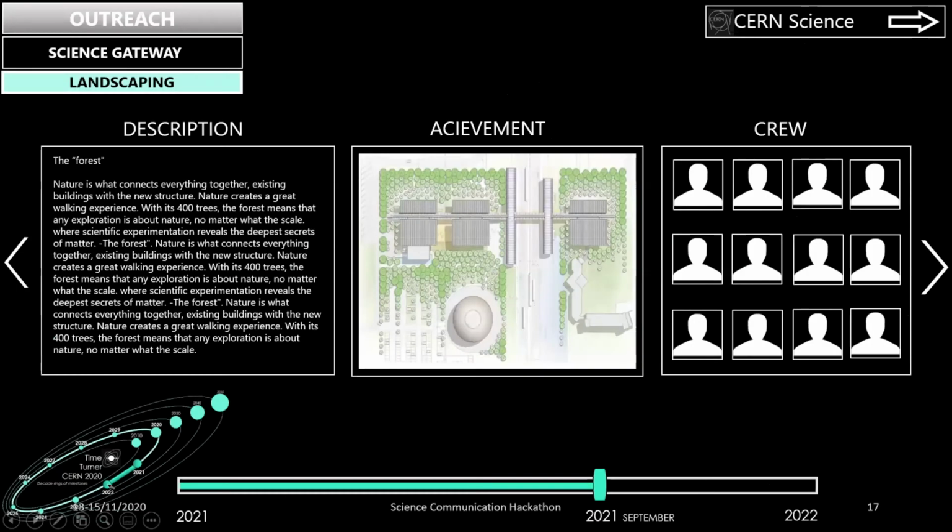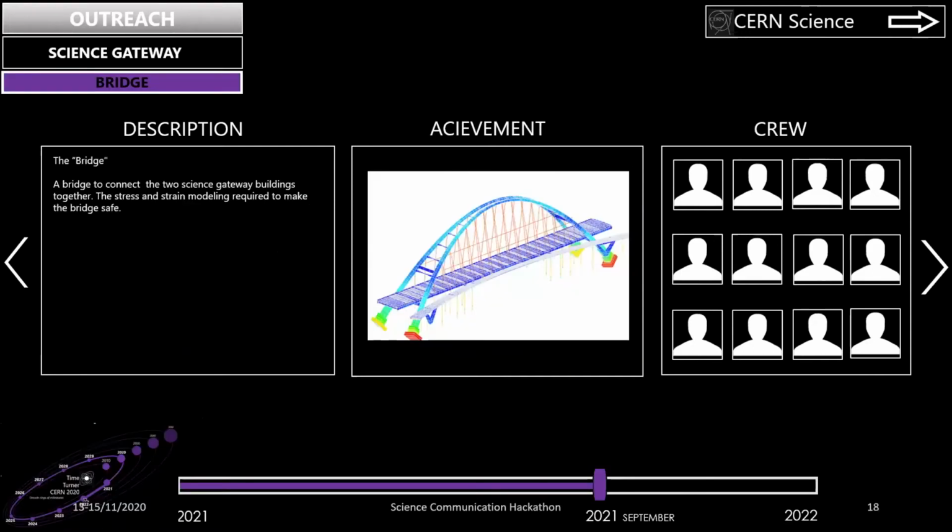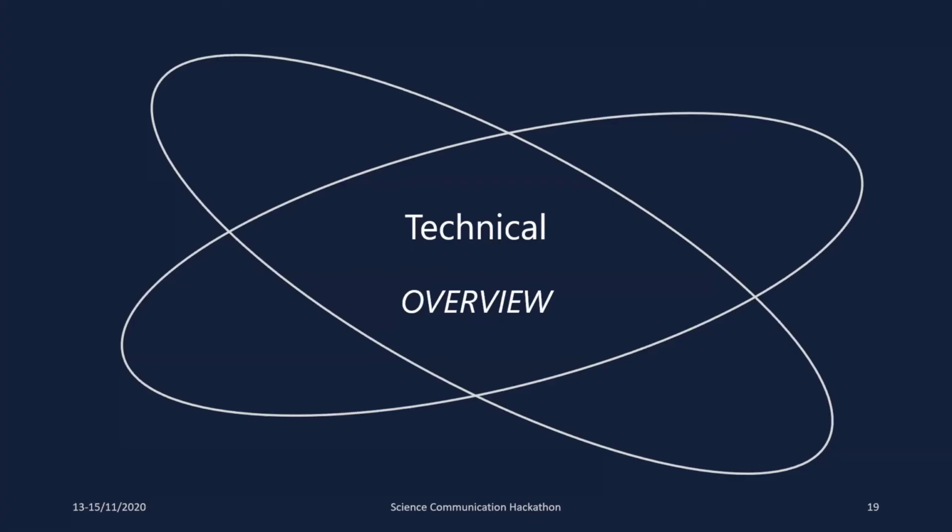With that, we get an overview of what the user has said from the Kanban board. So we have a small description of what's going on, what the main achievement is, and then the members involved, to give a nice brief overview of the tasks. You can also do this with the bridge tasks and have a short description, the achievement overview, and the crew. This is something that isn't in current project management tools. Now we're going to go over to the technical overview.